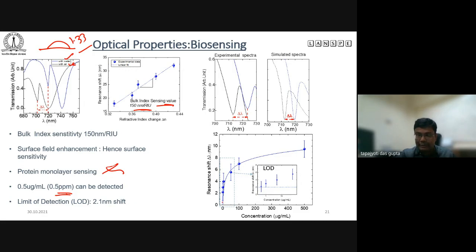So we take this dynamic range, and of course, above which, as you increase the concentration, as I was telling you, in bulk it goes to saturation. So it's not a good bulk sensor, but it's more important for monolayer sensing.